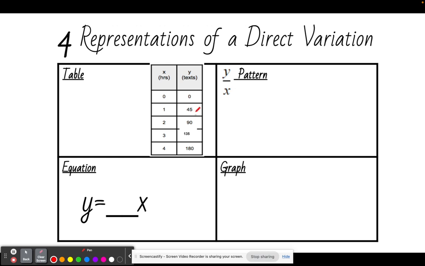Now let's look at this y over x pattern. I'm not talking in this case about change in y over change in x. I'm saying y over x. I'm not going to do 0 over 0, but I'm going to start with 45 over 1. That's my first ordered pair, 1 and 45. 45 divided by 1 equals 45.